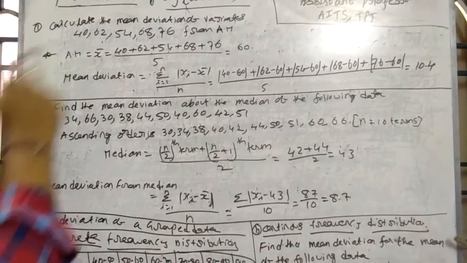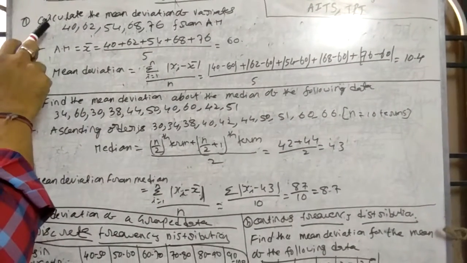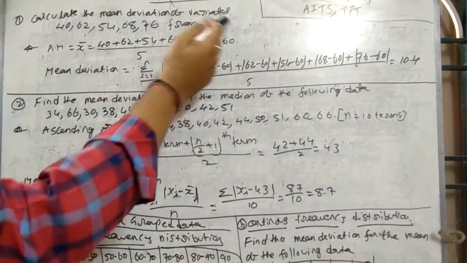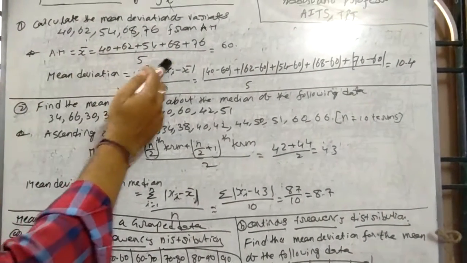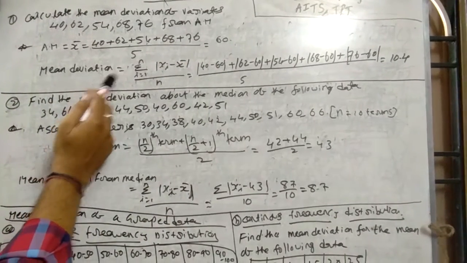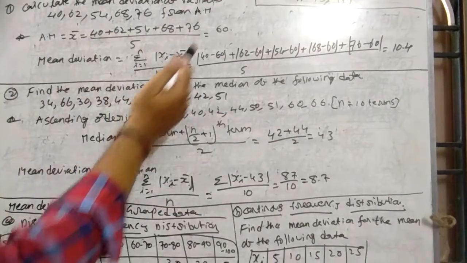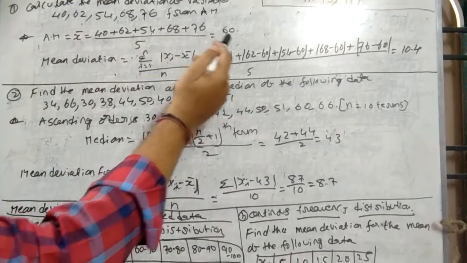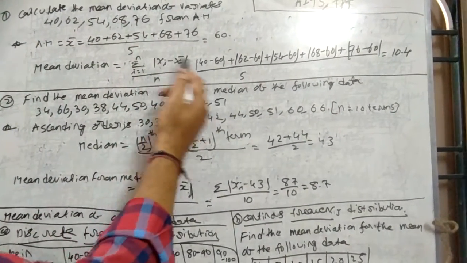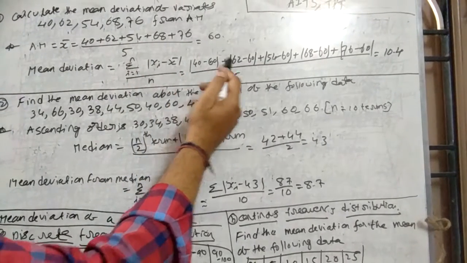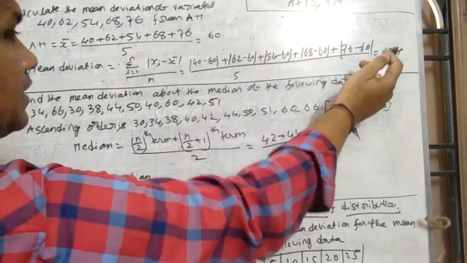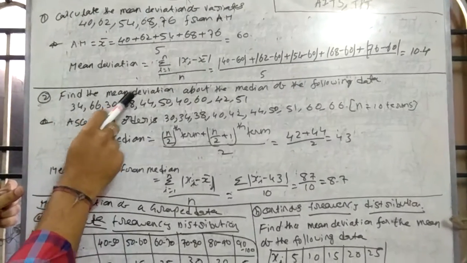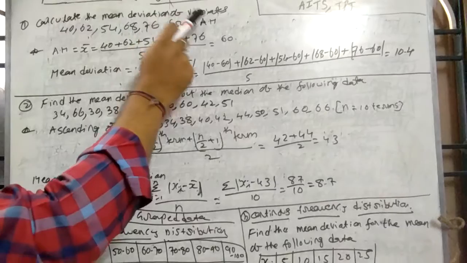Right. So example of mean deviation. Here the example: calculate the mean deviation of the values from arithmetic mean. AM means arithmetic mean. So the average of these given values is 60. Mean deviation formula is summation of modulus of xi minus x bar by n. So here xi means the individual values x1, x2, x3, x4 like that we have to take into consideration. X bar is 60. So by using the formula, 40 minus 60 like that, divided by 5, is equal to 10.4.